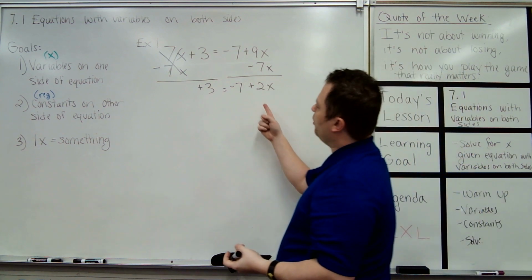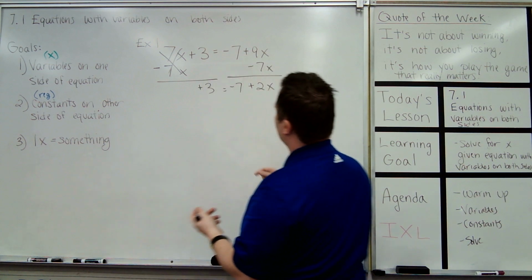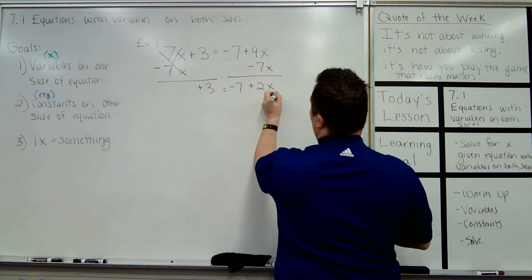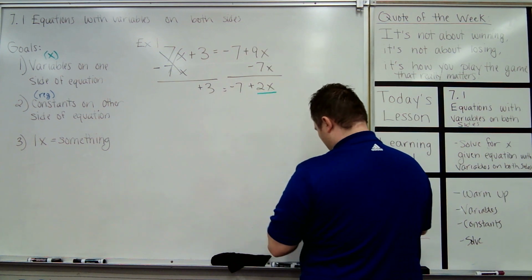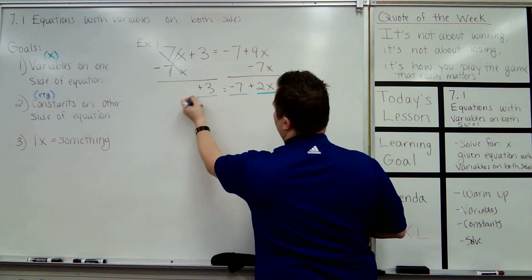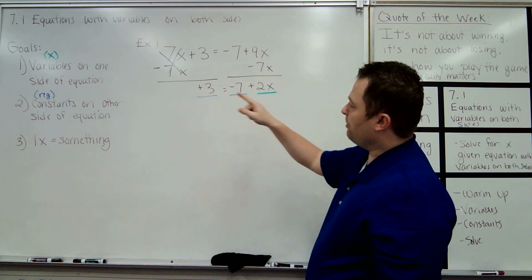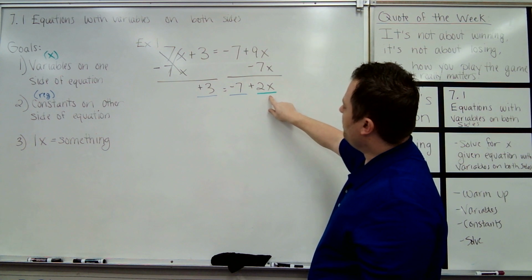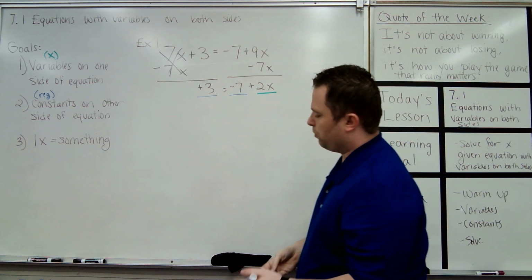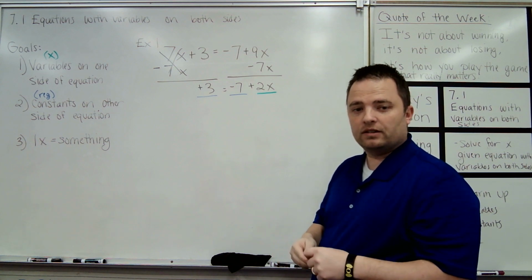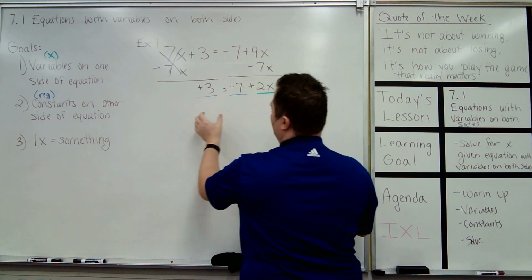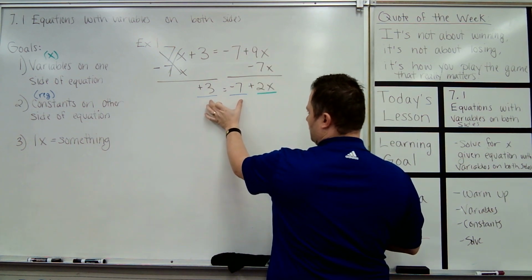Okay? After goal 1 has been accomplished, you'll notice that the variables, the stuff with the x's, are on the right, and the constants are on both sides still. But goal 1 has now been accomplished. You'll notice that 2x is a variable, and there are no variables left on the left-hand side. They're all moved to the right. Now, my second goal is I want my constants on the other side, meaning I have this blue on both sides.